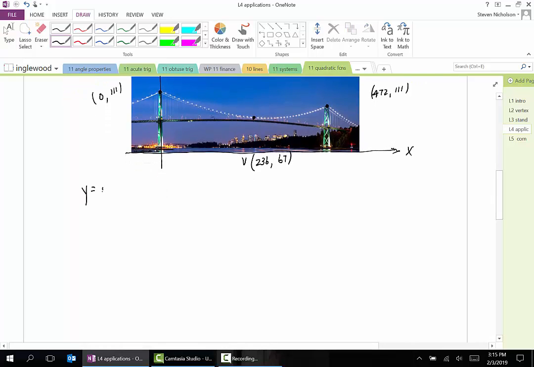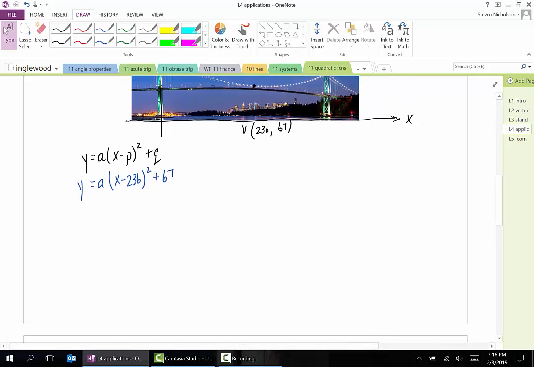So I'm going to use vertex form. And again, I'm going to substitute the values of my vertex, 236 and 67. Then I'm going to choose one of the other points. And again, it doesn't matter which one you choose other than the vertex. The one I'm going to choose in my calculation is this one, but you could have chosen the y-intercept as well. It really doesn't matter. You're probably going to need a calculator to do this.